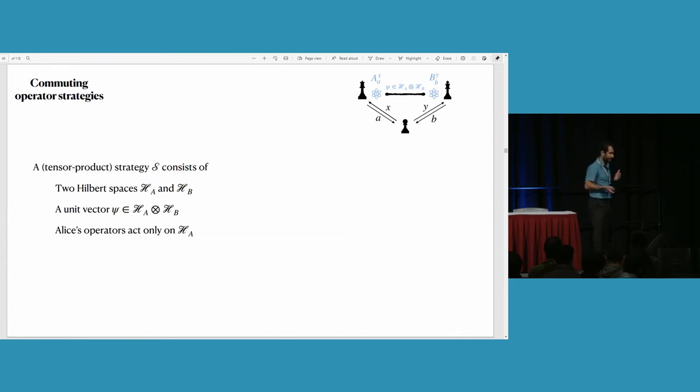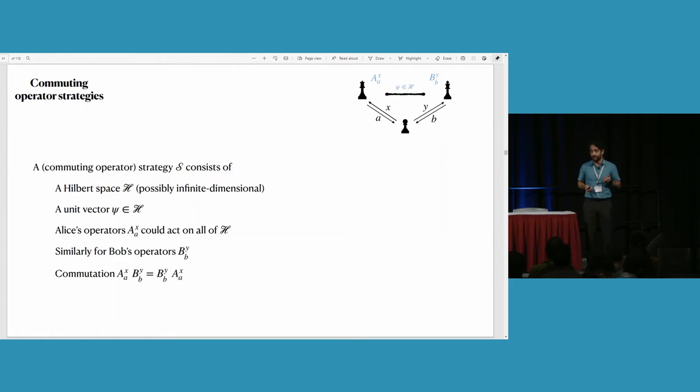But before we get there, let's just examine some of the assumptions that went into defining strategies for non-local games. When I was telling you about the strategy for the CHSH game, I said there are two Hilbert spaces, one for Alice, one for Bob, and they share the state. The state psi is in the tensor product of these two Hilbert spaces. Further, I assumed that these Hilbert spaces are finite dimensional.